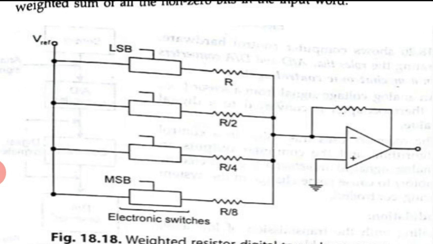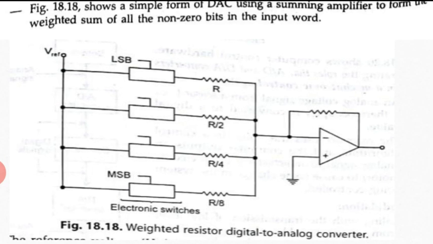It means if 101 is there, the electronic switch for the MSB is on, and in between, R by 4 will not activate because it is 0, and R by 2 will be activated. Like that, the input is given in digital form and it is converted to analog form.